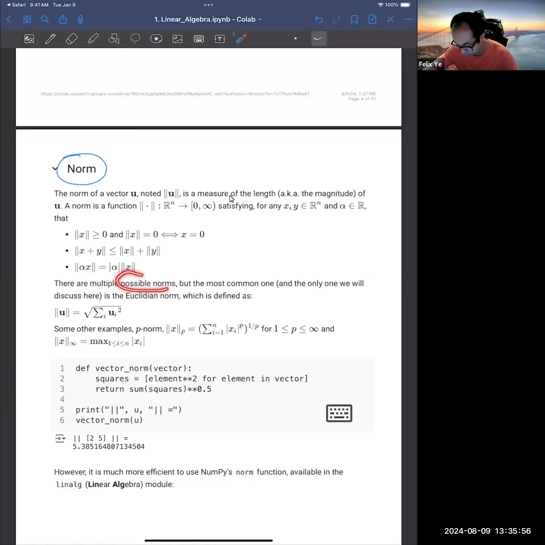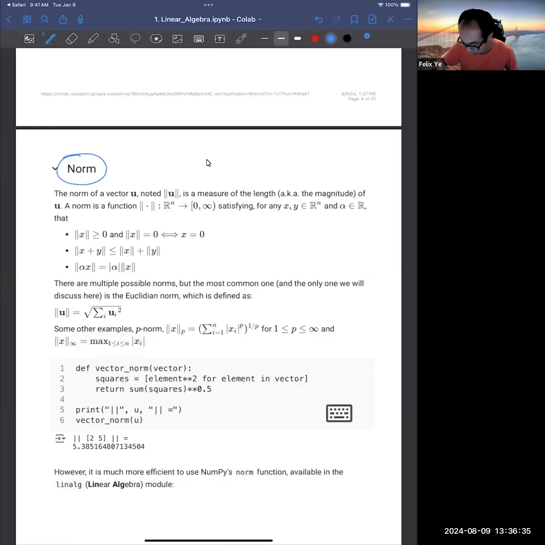There are multiple choices of norm. We will talk about norms a lot, but the most common one is the Euclidean norm, which I believe you will be very familiar with: the square of each component summed together, then take the square root. There are also other norms, for example, the P norm. P can be chosen from 1 to infinity, and 2 is included. Of course, you can choose infinity, which turns out to be the maximum value of each component.